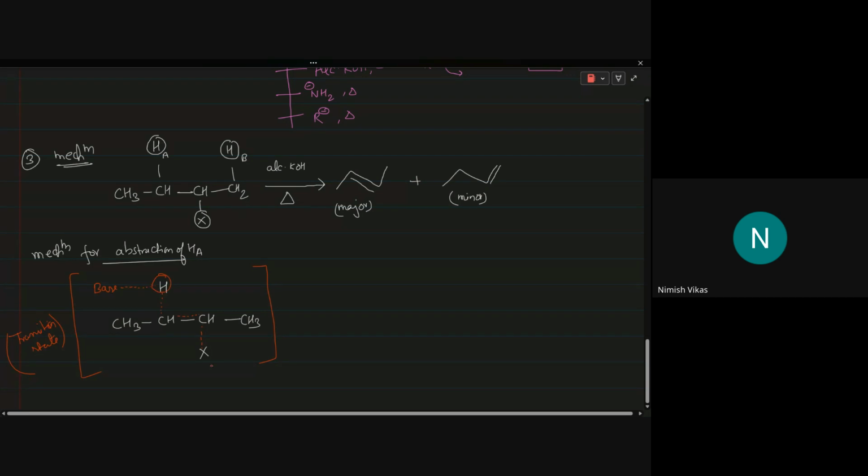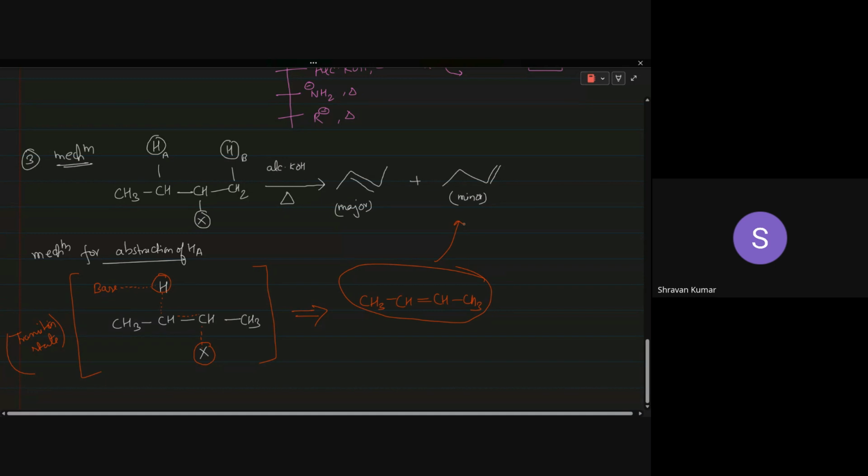H and X are getting removed and a double bond is getting formed over here. So after the reaction, you will get CH3, CH double bond CH, and CH3. This is the product. Similarly, you can draw the mechanism for this product also. Is this clear?